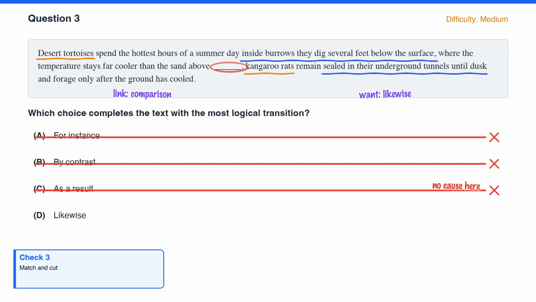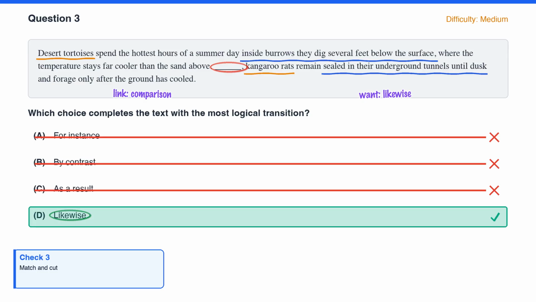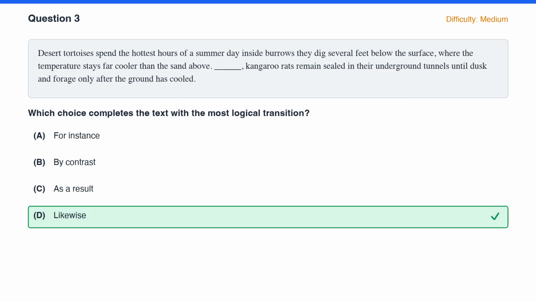Drop it. Likewise says, here is another case that works the same way. D is our answer. D is right because the passage lines up two animals doing the same thing for the same reason. A parallel case takes a comparison word. An example would have to sit inside the first sentence's claim, and the kangaroo rats do not.